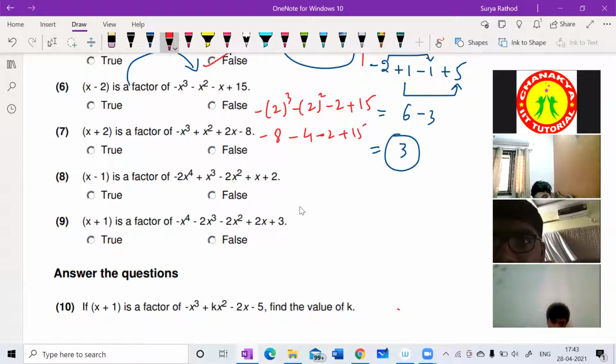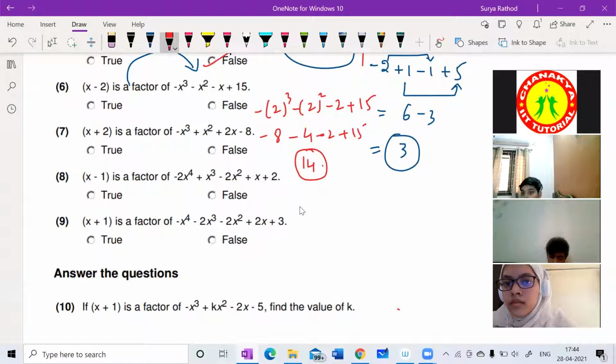What am I going to get now? Minus 14 plus 15. 1 is the remainder. The answer is 1, so the statement is false. The answer is false.